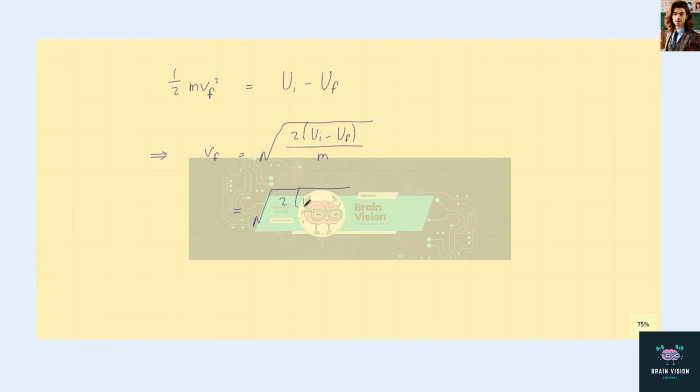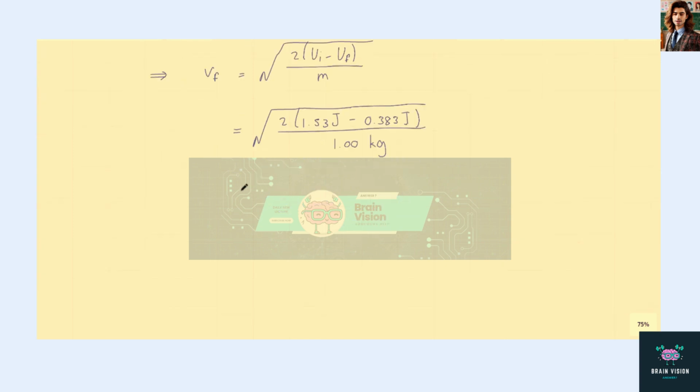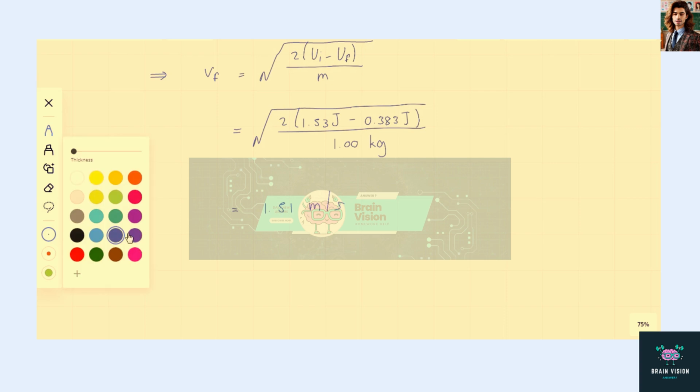So that's the square root of 2 times the initial elastic potential energy, 1.53 joules, minus 0.383 joules, divided by the mass of the block, which is 1 kg. And so solving, we get the speed of the block at this point to be 1.51 meters per second.